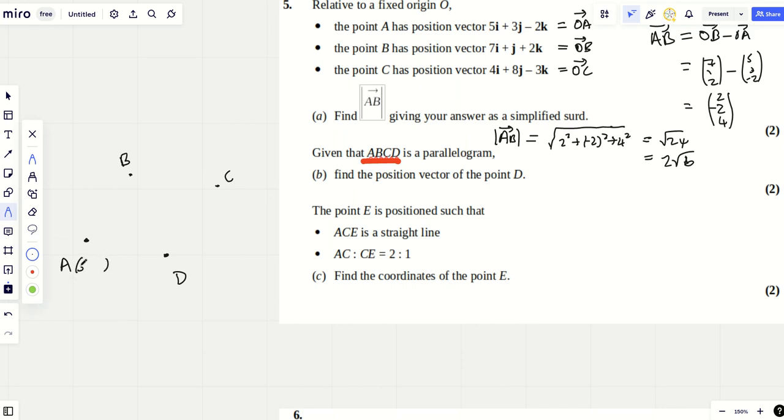Anyway, I'm just going to write these down as coordinates. A was 5, 3, minus 2. B was 7, 1, 2. C was 4, 8, minus 3. Okay, now in the old paper where I saw them ask this question, there's a really old one from like 2006 or something, where they asked exactly this question. They did accept a good diagram as you're working. So once again, it's all about the diagram.